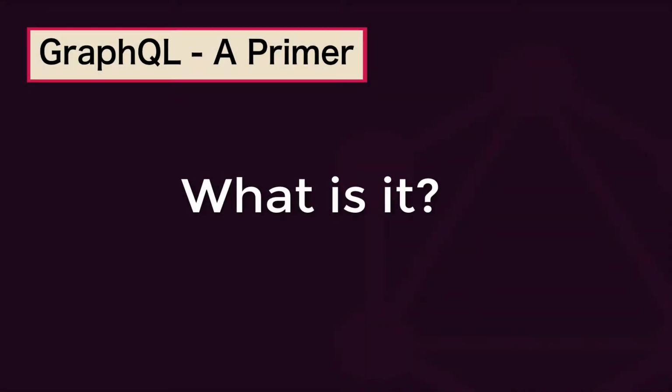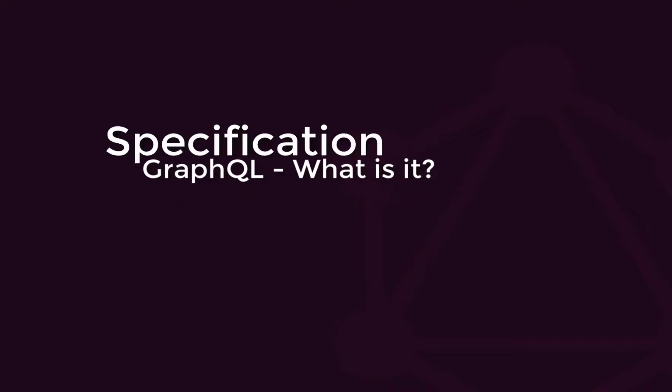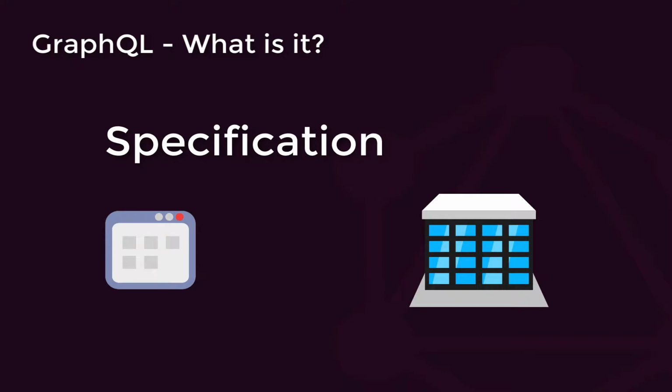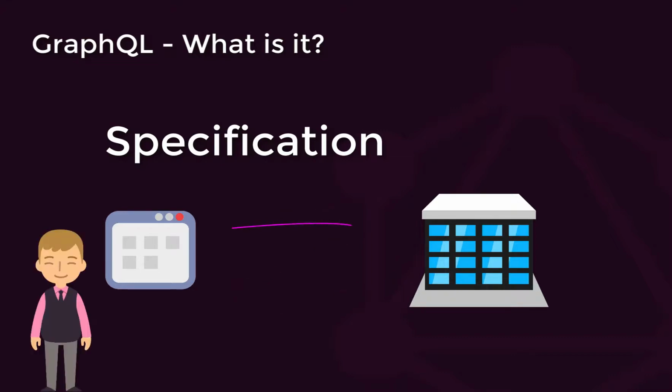GraphQL, what is it? At its core, GraphQL is nothing more than a specification. It describes how clients and servers communicate to pass information back and forth. That's it. In that respect, GraphQL and REST are similar. They both define a commonly understood mechanism for, say, a user in a browser to request a particular bit of information from the server that supplies the data.